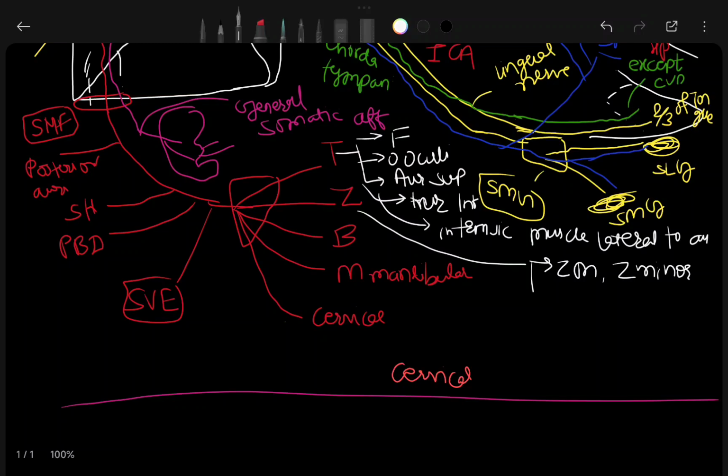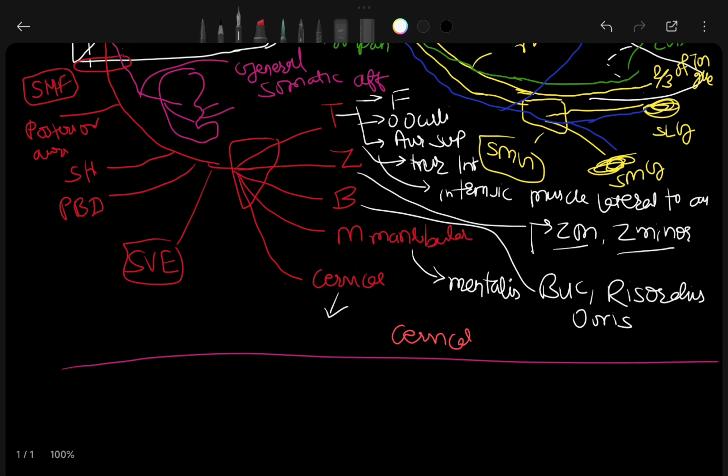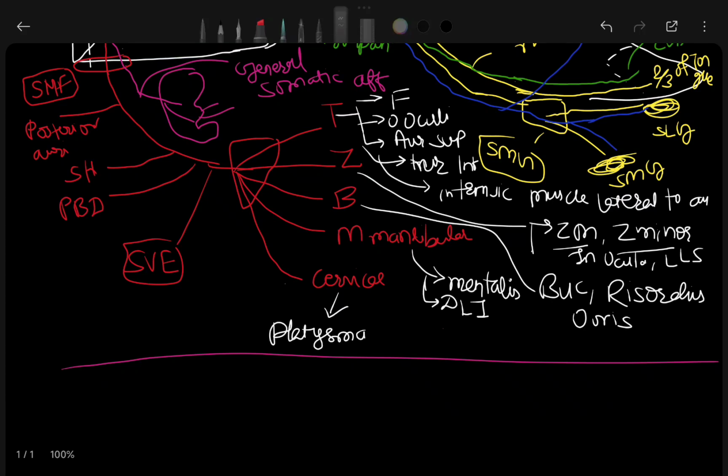This buccal branch supplies the buccinator, risorius, and orbicularis oris, and the mandibular branch supplies the mentalis muscle, and the cervical branch supplies the platysma. In addition, it also supplies depressor labii inferioris, the inferior part of orbicularis oculi, and levator labii superioris. These are the muscles of facial expression which are supplied by the facial nerve.